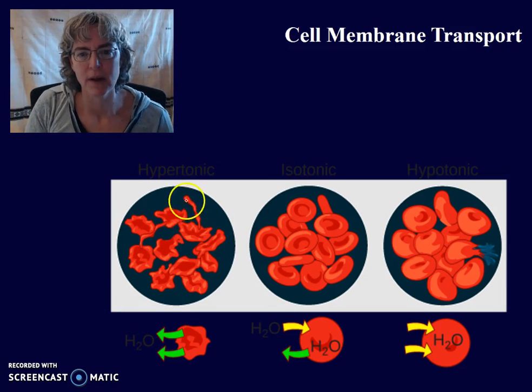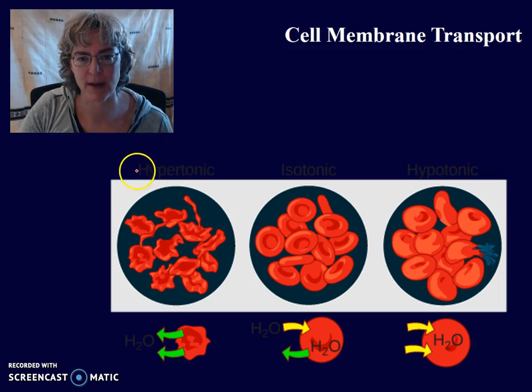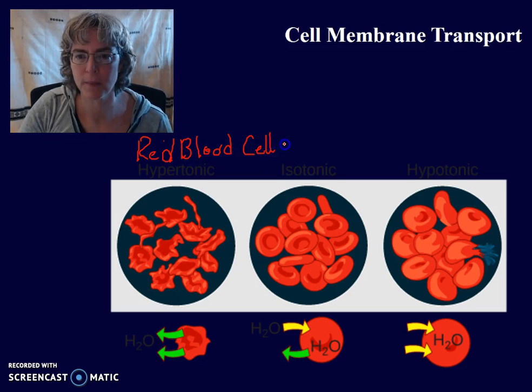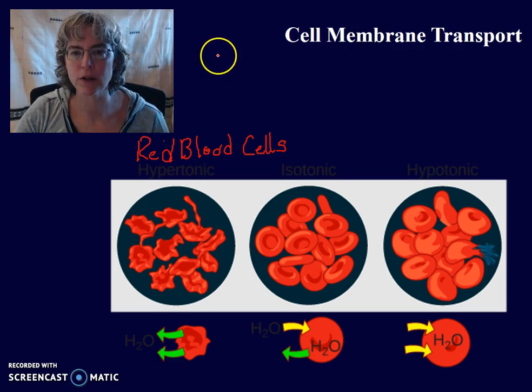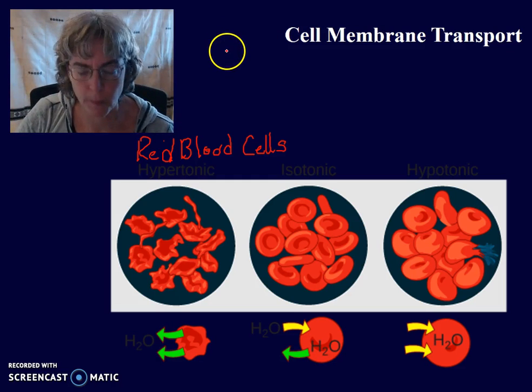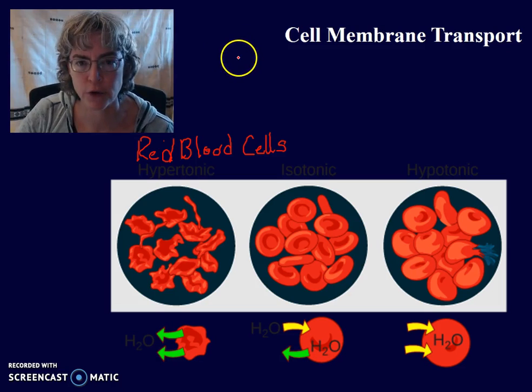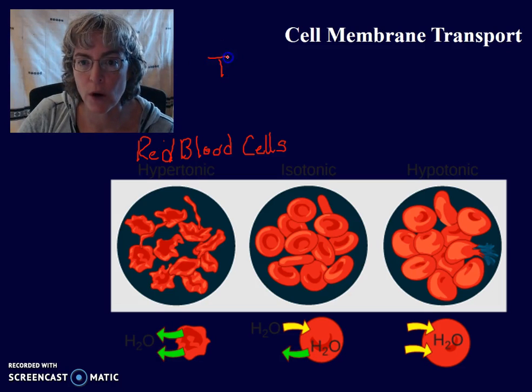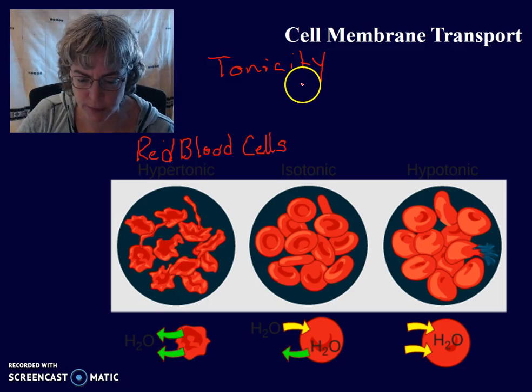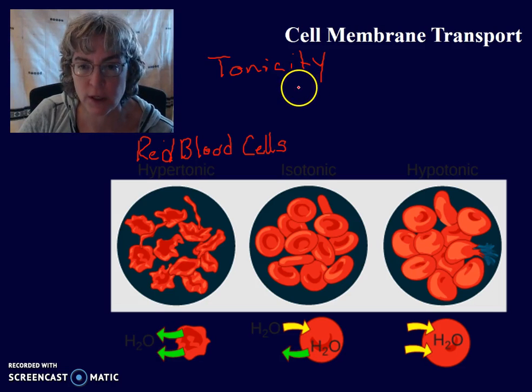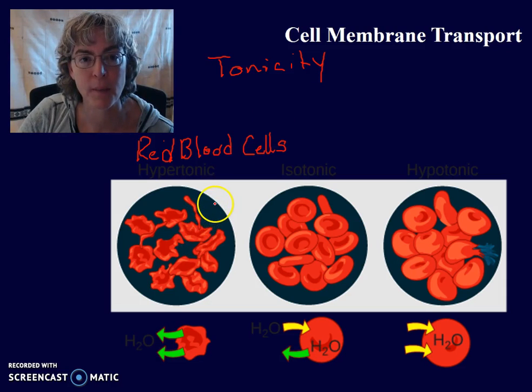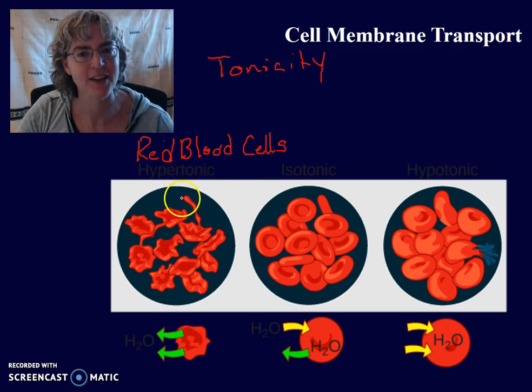Okay, one example where it comes into play are red blood cells. So these are red blood cells. Okay, and let's go ahead and define a few terms here. So tonicity describes the amount of solute in the cell compared with the amount of solute outside of the cell. Okay, and how does that have to do with osmosis?